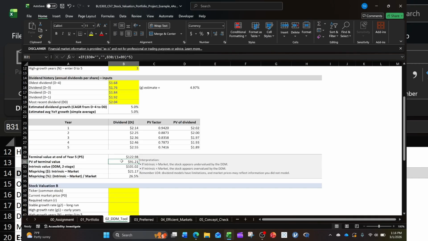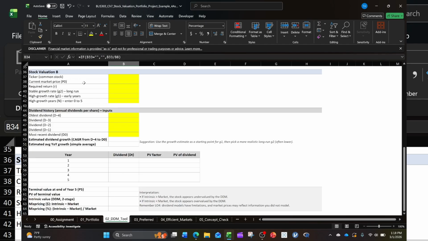Then we discount that terminal value back to today. Intrinsic value is the sum of the PV dividends, year 1 through 5, plus the PV terminal value here. That's just your intrinsic minus your market. And then, of course, your mispricing percent is just your intrinsic minus market divided by market. The second part, stock valuation B, is for you to fill in.